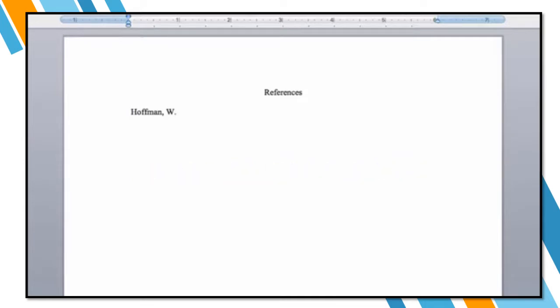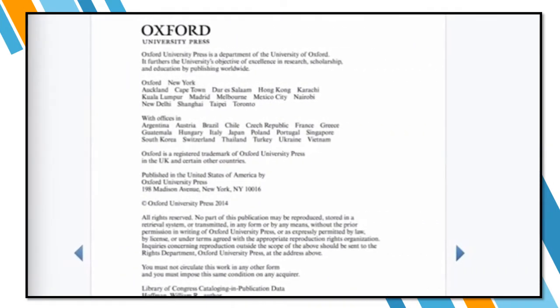If there is only one author, then you can move on to the next part of the citation. In this example, however, there are two authors, so I will put a comma after the first author, followed by an ampersand, followed by the name of the second author in the same format as the first. The next part of the citation is the year of publication. This information can be found on the copyright page. We can see it here, 2014.